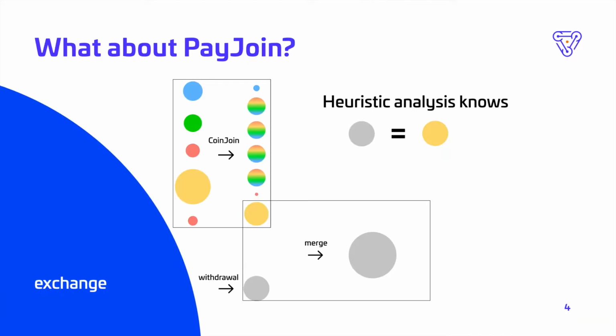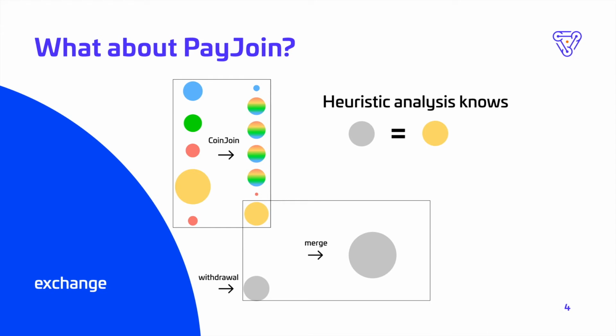So what about PayJoin? Where am I going with this? PayJoin breaks heuristic analysis in a different way, and to show you that, let's go through an example. I'm showing you here 3 transactions. On the top, a CoinJoin we just went through. On the bottom, a withdrawal from an exchange. And on the right, a merge where gray and yellow both fund a transaction to create a big output.